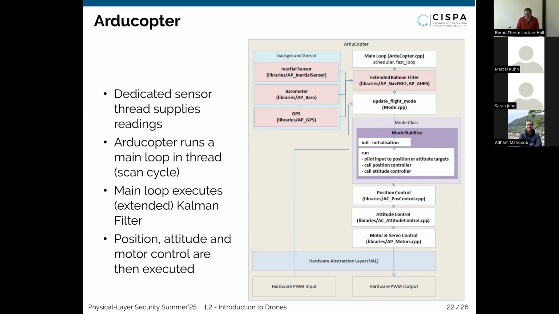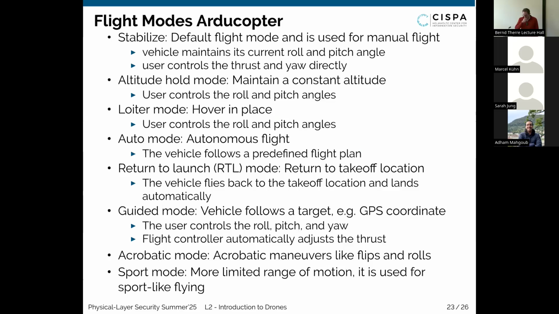Okay, so this is mostly to give you an overview of where things live, also in terms of where the files might be located, because you might want to look at them more in the current or upcoming exercises. So what are the flight modes? Essentially in ArduCopter, you have different ways in which you can operate the drone. There is, for example, a stabilized mode where the operator might want to do manual flight, and the operator is controlling the thrust and the yaw directly.